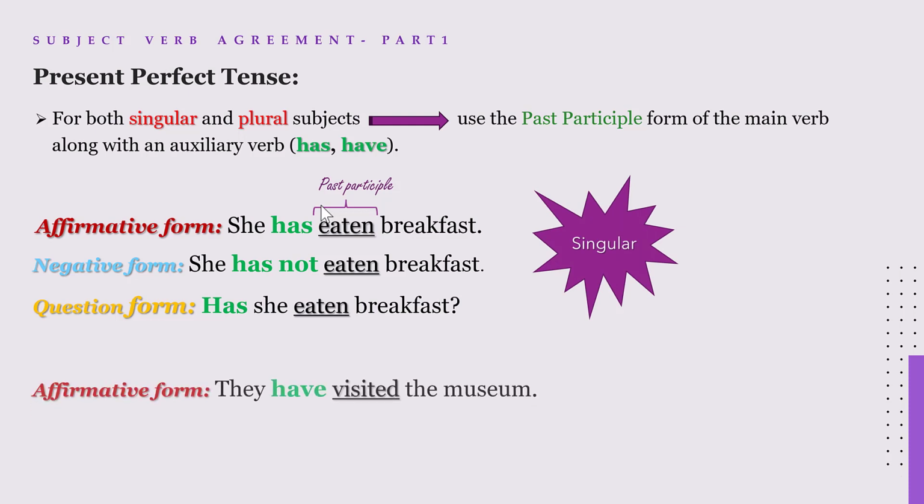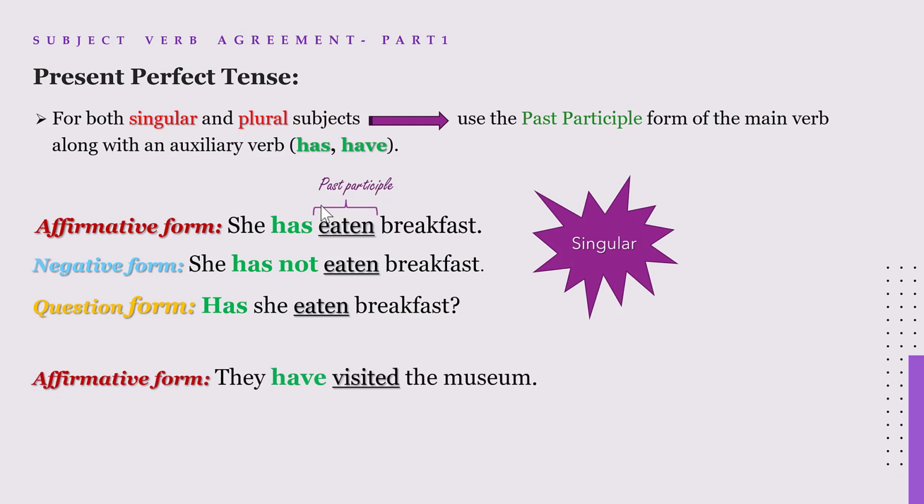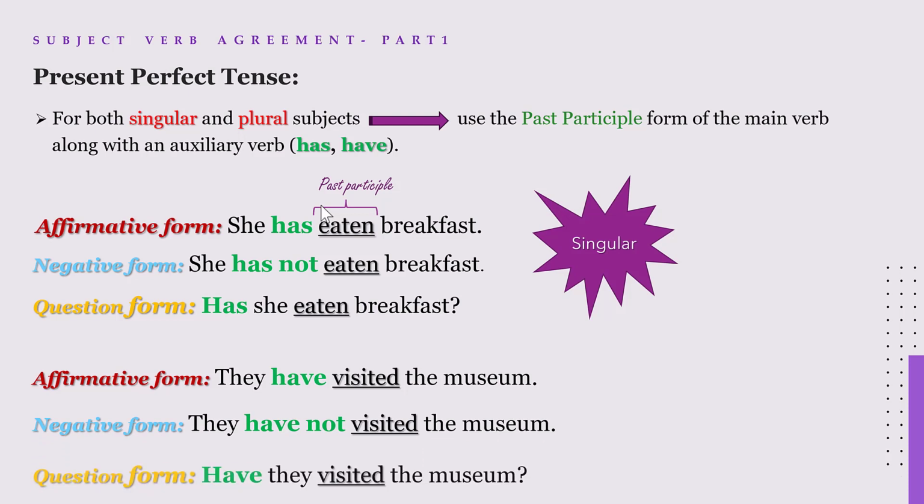For plural subject, they have visited the museum. They haven't visited the museum. Have they visited the museum?